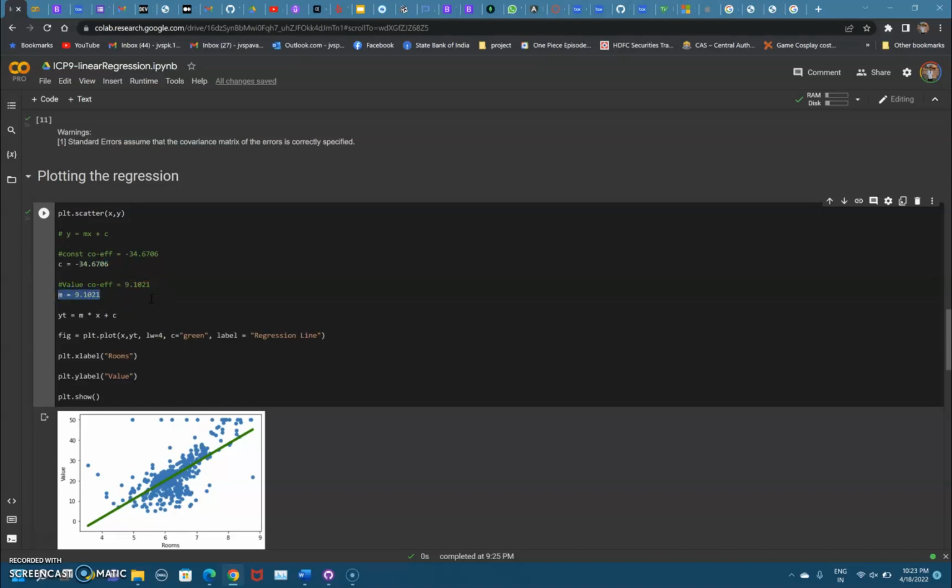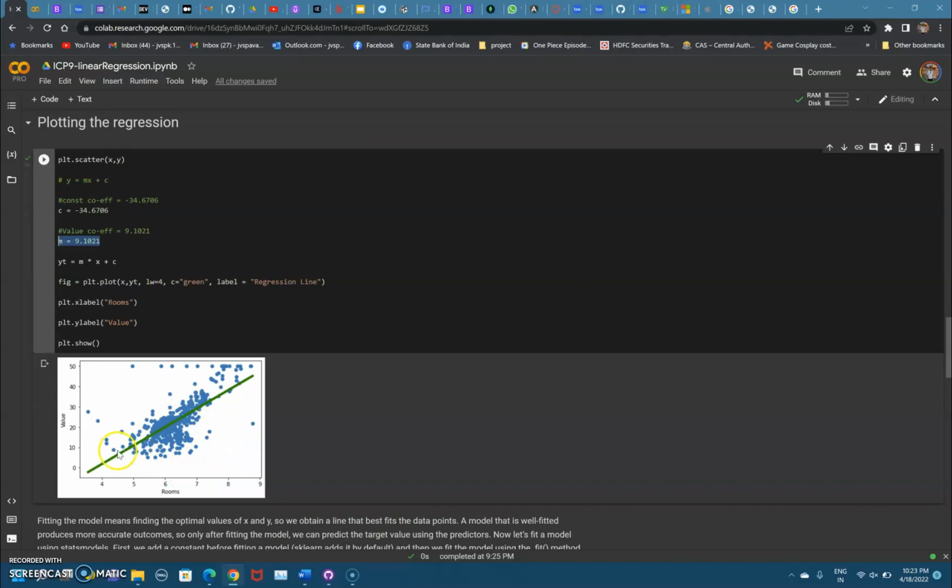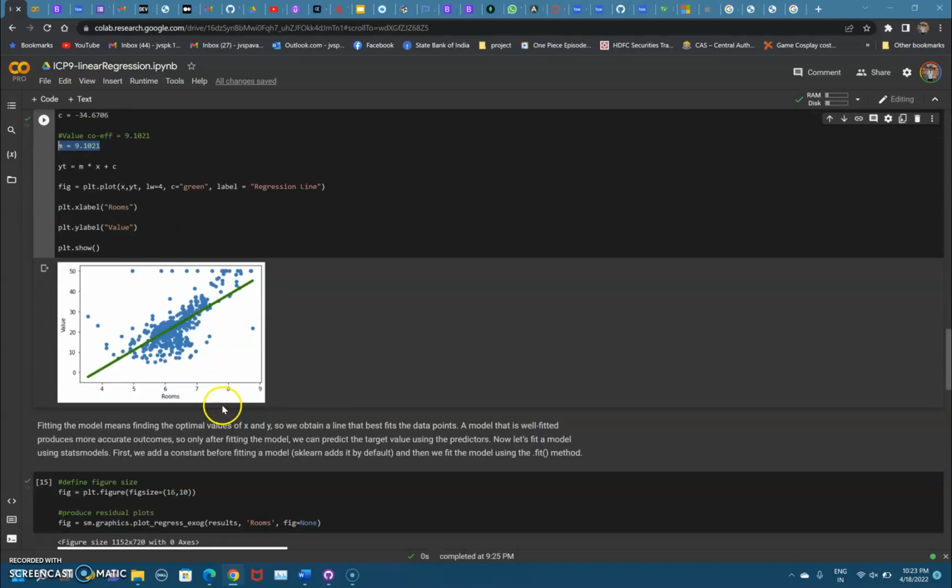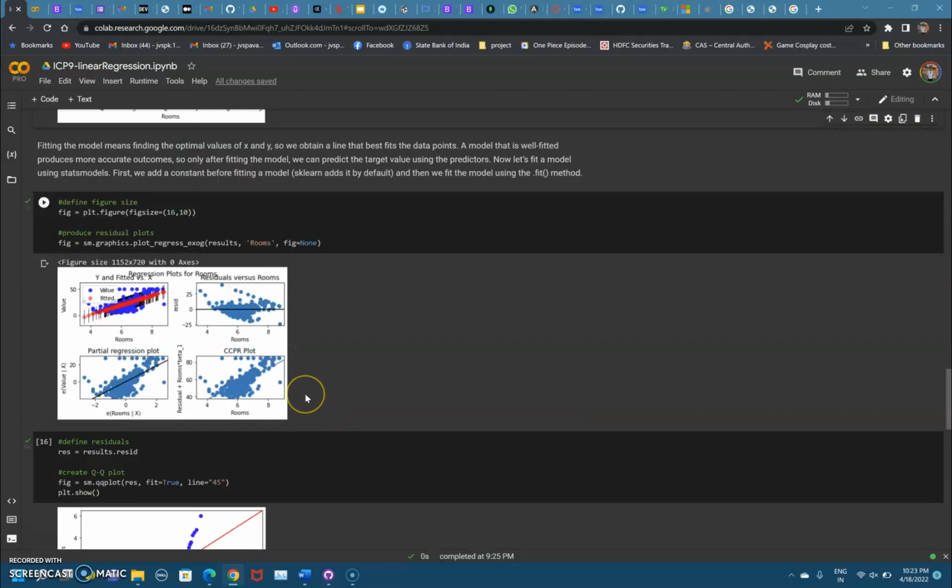From the equation with the slope and y-intercept, we know that y is equal to mx plus c. When we implement the obtained values, you can see the green line which we have plotted on the graph here. And for further regression, we have used the plot regress exog values, plotting different plots to evaluate our data.